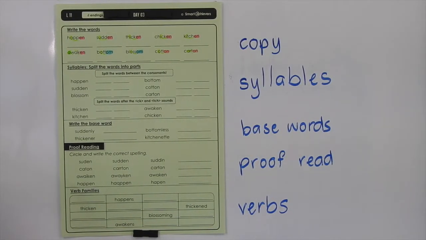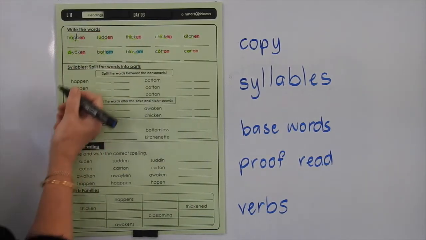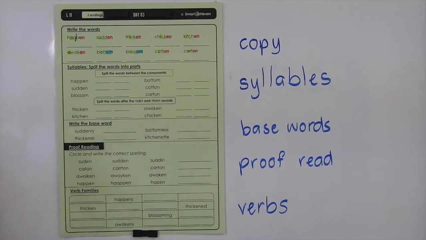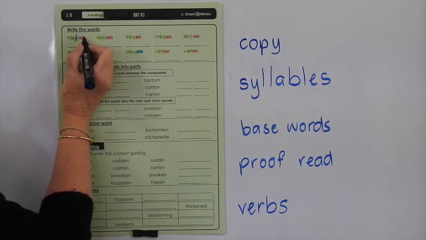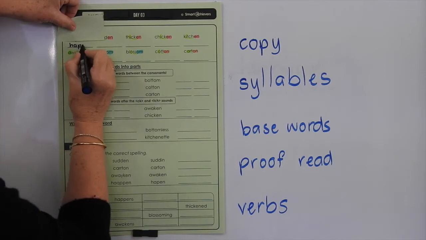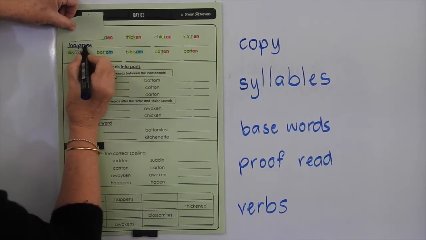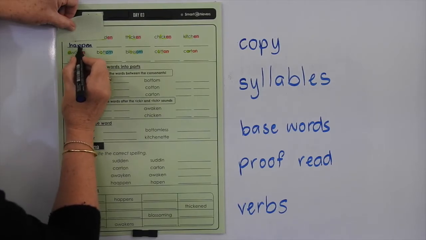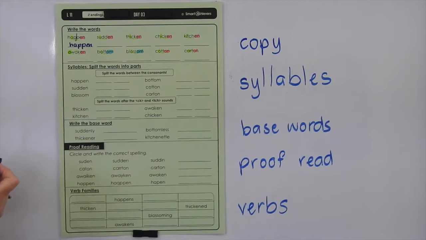So if we're breaking these words with a double consonant in them, we're going to split them between the double consonants. So we go hap, pen, you could even say happen, cover it. Now you might even prefer to say double P, that's up to you. It's either happen or happen, whichever rolls off your tongue easier.